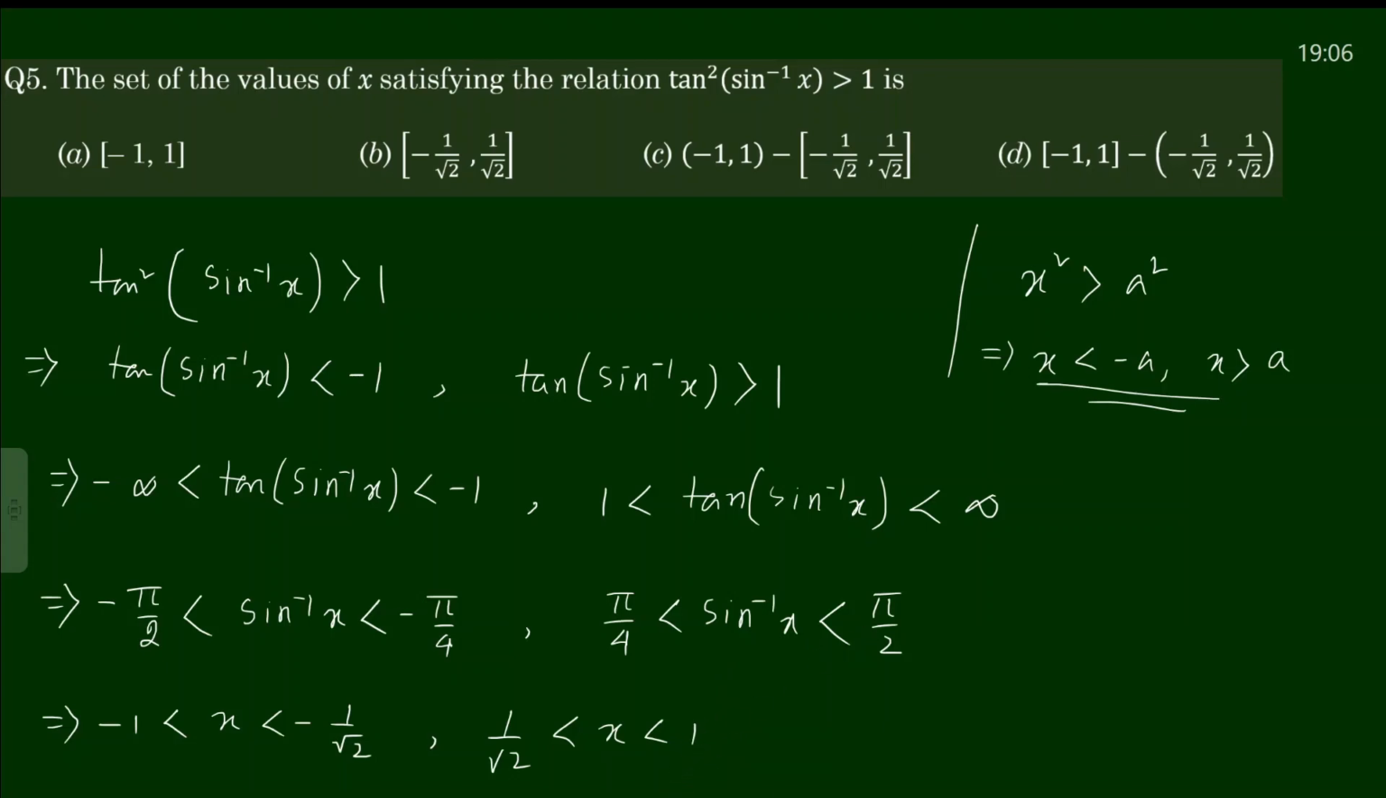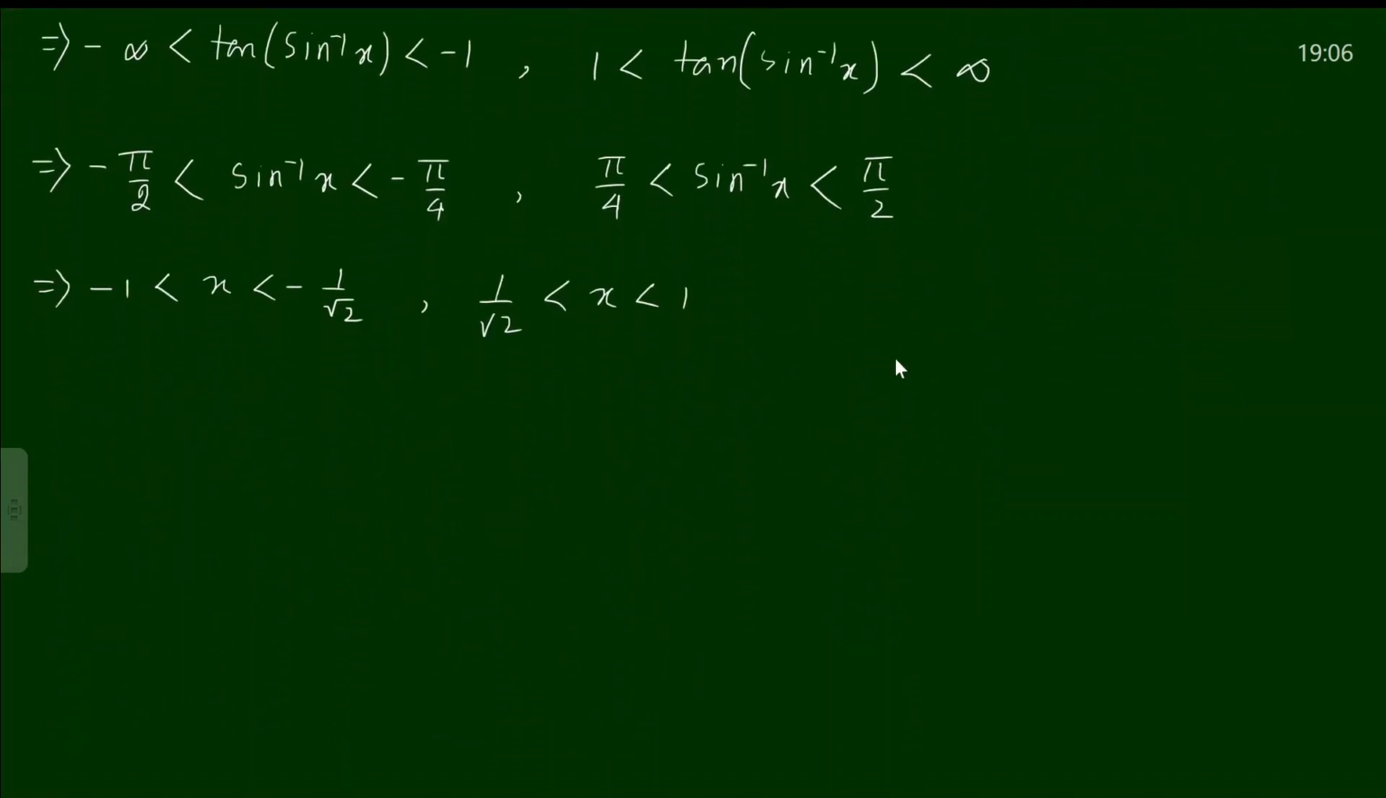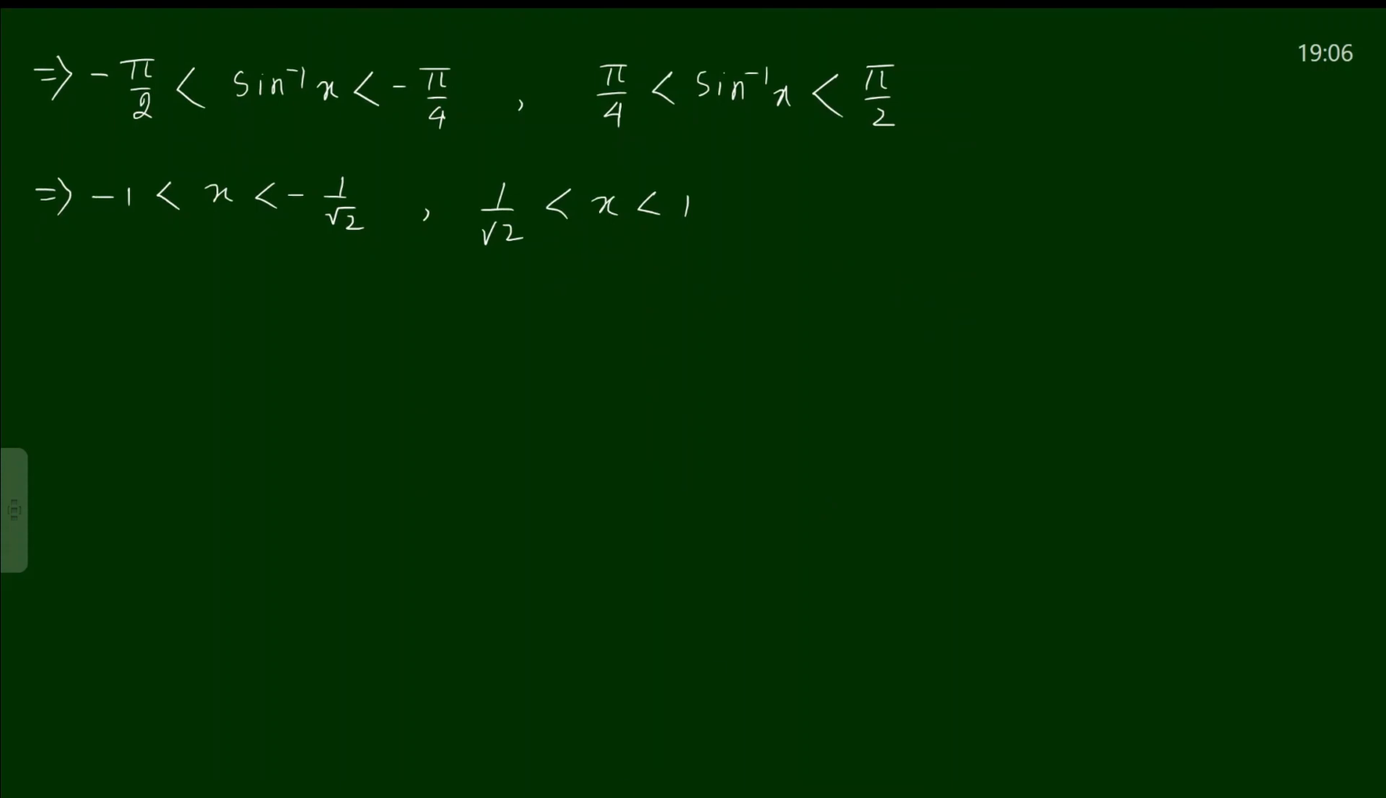So actually, what is the solution now? You try to understand this. You can see the solution on the real line also. So this is the real line, and say this point is minus 1. This point is minus 1 upon root 2. Then this point is 1 by root 2, and this point is say 1. As per the solution obtained here, it is from here up to here and from here up to here.